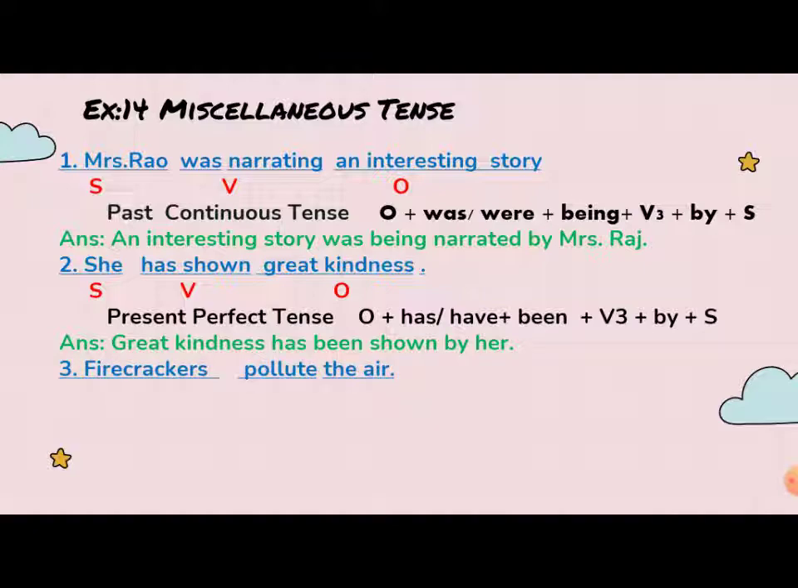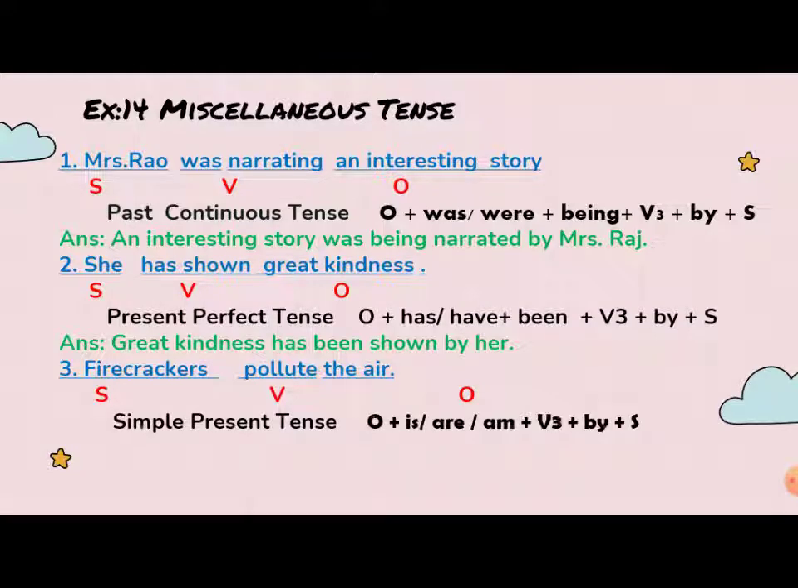Next, firecrackers pollute the air. Subject, verb, object. Which tense? Simple present tense, and the structure is object plus is, am plus past participle form of the verb plus by plus subject. So the answer is the air is polluted by firecrackers.